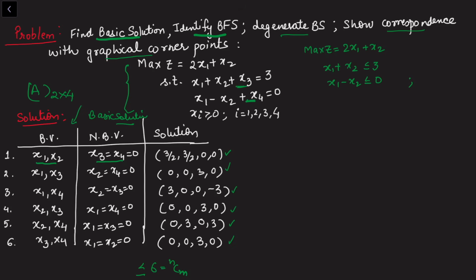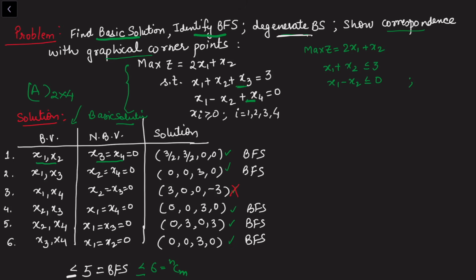But how many are basic feasible? This one is non-basic feasible because there is a negative sign here. So basic feasible solutions are 5. And I want to see how many are vertices. And then I also want to identify what is a degenerate BFS. So we have this as a basic feasible solution. These are basic feasible solutions as well as basic solutions, obviously.